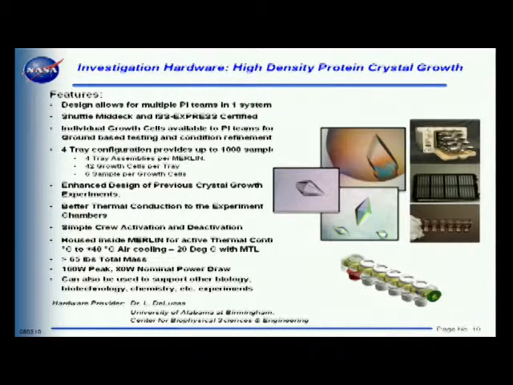The high-density protein crystal growth hardware provider is Dr. Larry DeLucas, University of Alabama, Birmingham. I believe there will be a presentation tomorrow on the specifics of this, but basically there's 1,008 vapor diffusion cells housed within a Merlin. The protein volume can vary from 5 microliters up to 40 microliters, the precipitant of half a milliliter up to a milliliter.